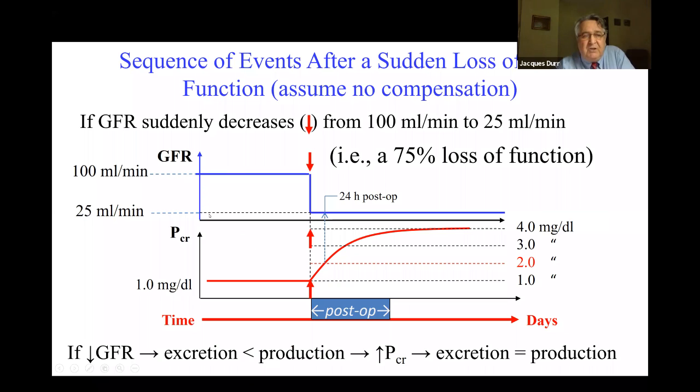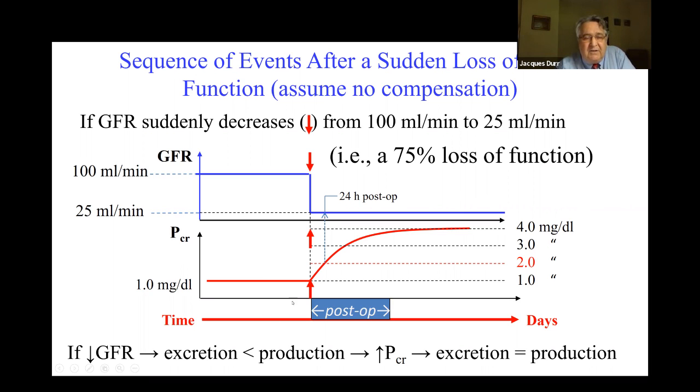Let's assume a patient has a GFR of 100, and now abruptly you decrease his renal function by 75%. He goes from 100 to 25 milliliters per minute. What happens to his serum creatinine? So if his creatinine is 1, now the injury occurs, or you take out the kidney, for example, without any injury, you do a good operation, his creatinine will go up.